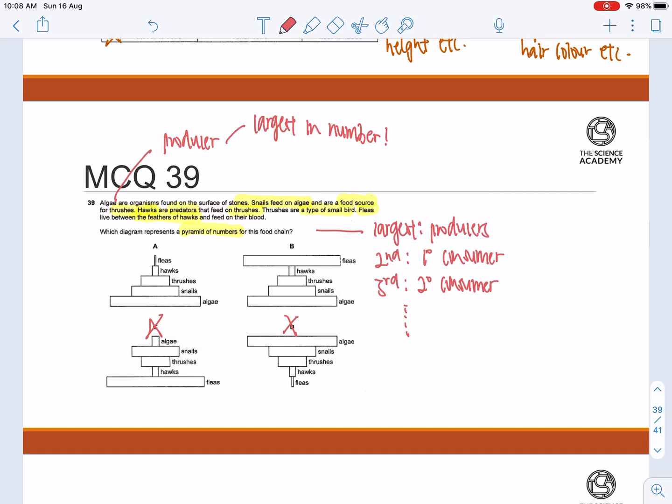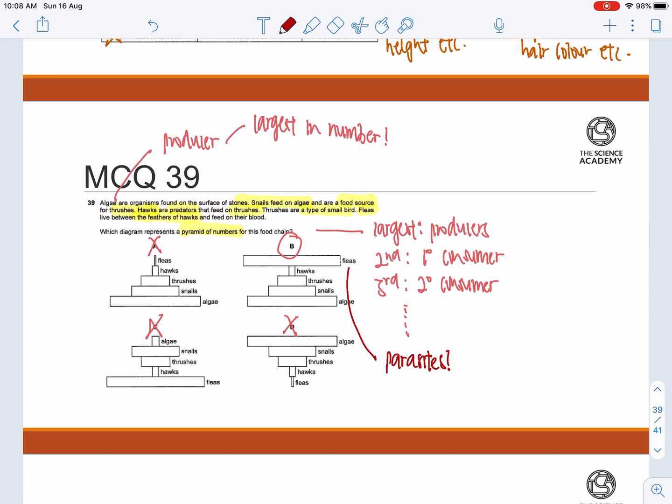We will automatically think that the answer is option A, but it is not option A, it is in fact option B. Why is that so? This is because fleas are considered parasites, and parasites live in large amounts in the feathers of hawks. So there are many fleas that live in the feathers of hawks.